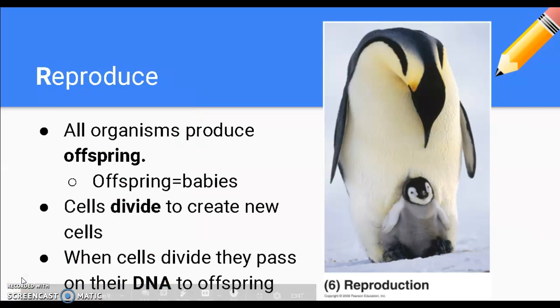Next, all organisms have to reproduce. All organisms produce offspring, and you can think of offspring as like babies. Cells divide in order to create new cells. And when cells divide, they pass their DNA onto their offspring. They pass on their set of genetic instructions to their babies.